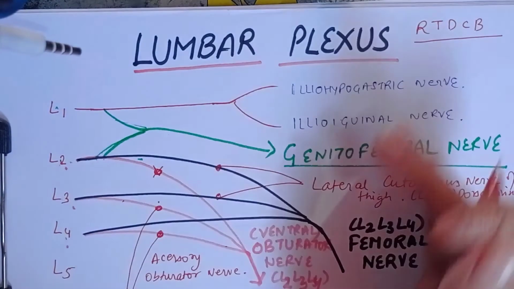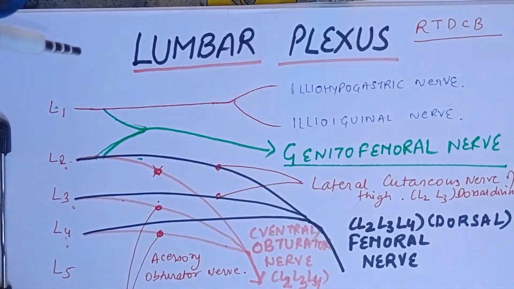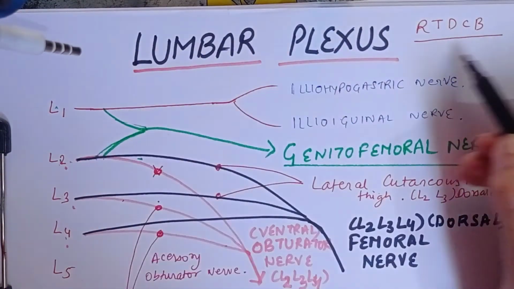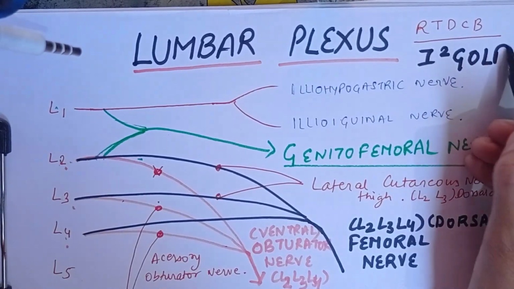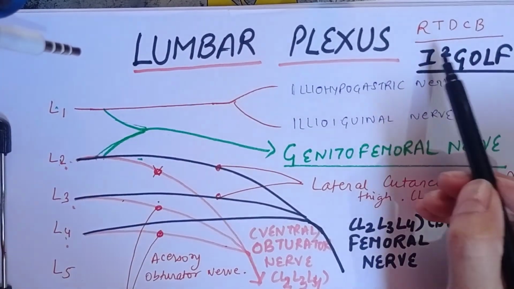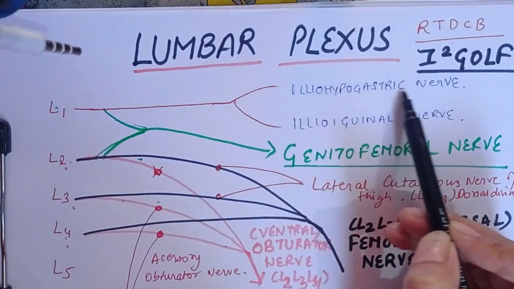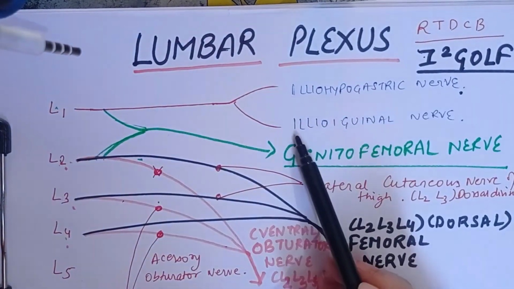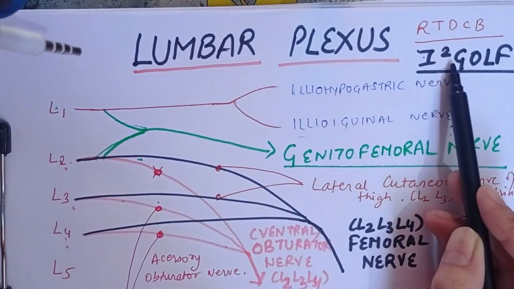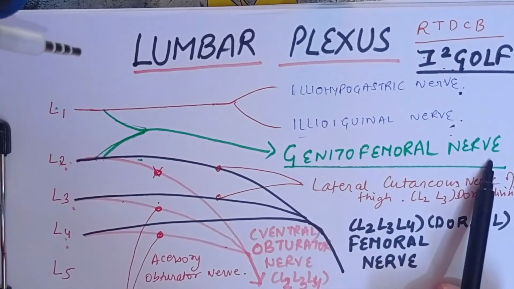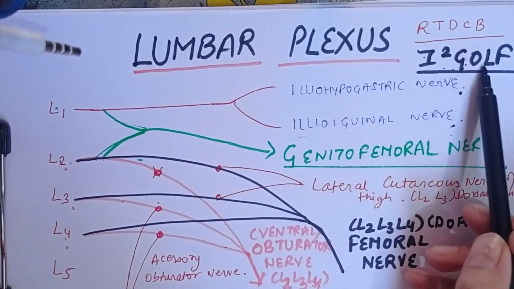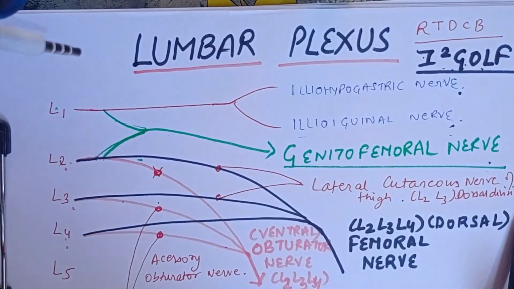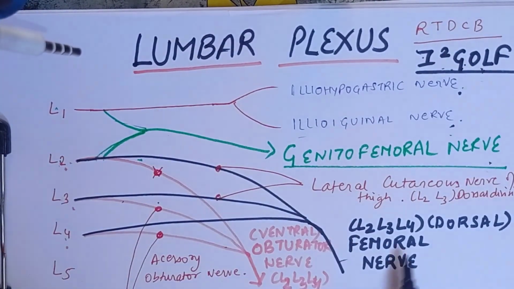To remember all the nerves, you can remember one mnemonic: I2 GOLF. With the first I, you can remember the iliohypogastric nerve. Another I, the ilioinguinal nerve. G for genitofemoral nerve. O for obturator nerve. L for lateral cutaneous nerve of thigh. And F for femoral nerve.